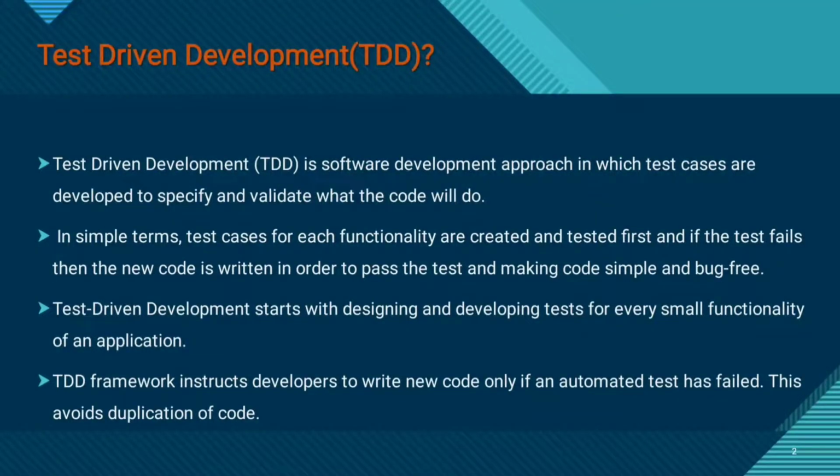Test driven development starts with designing and developing tests for every small functionality of an application. TDD frameworks instruct developers to write new code only if an automated test has failed. This avoids duplication of code, which means it does not contain the same code.